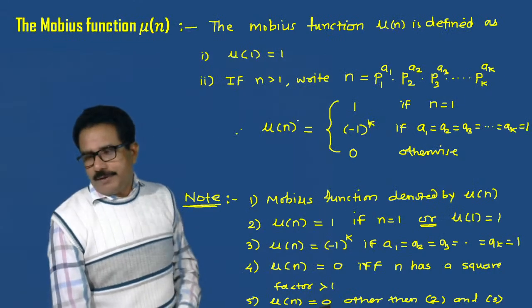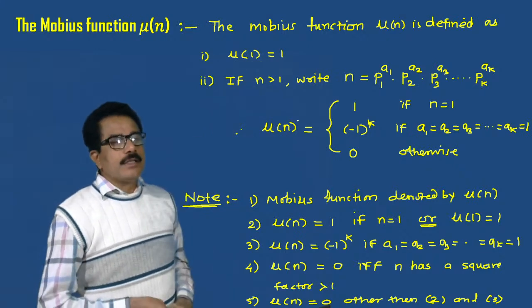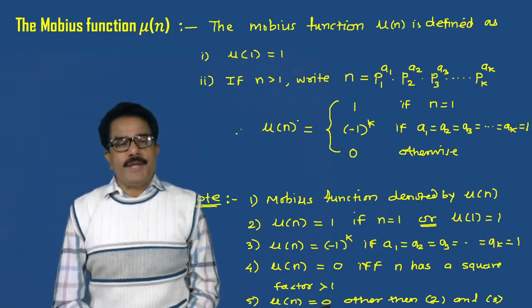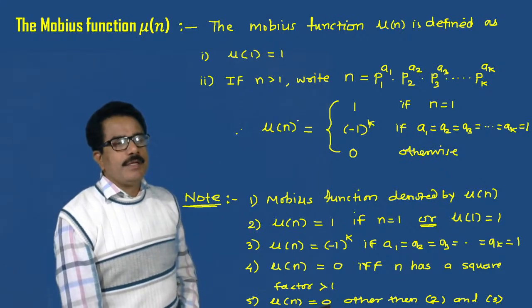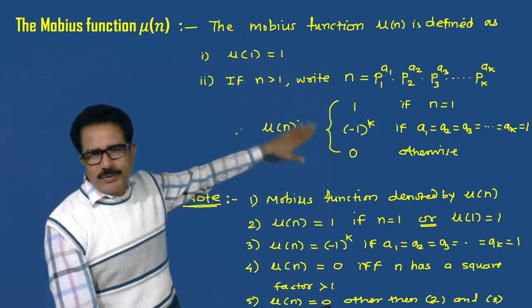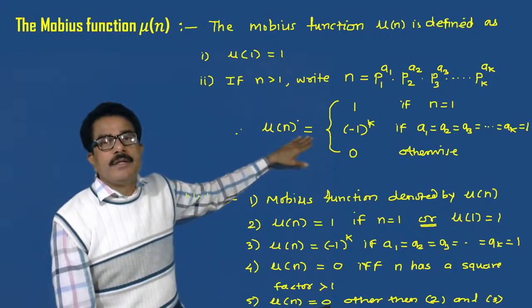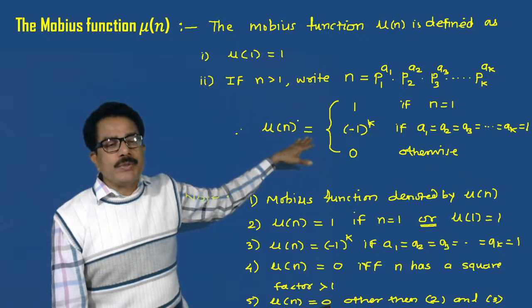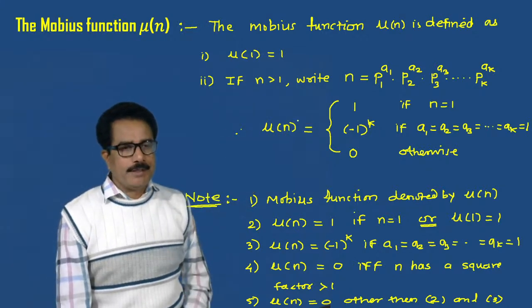In arithmetic functions, first of all, we shall discuss the Mobius function, which is denoted by mu of n. The Mobius function mu of n is defined as mu of 1 equals 1, or you can use this definition directly. If n is greater than 1, we can write n equals p1 raised to a1, where p1 means the first prime, times p2 raised to a2, p3 raised to a3, up to pk raised to ak.